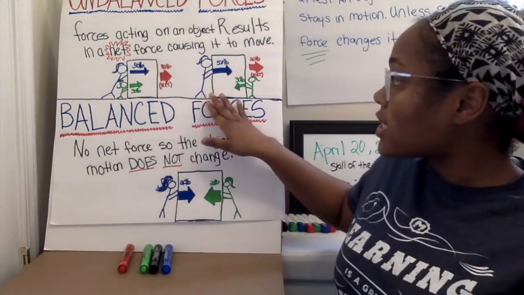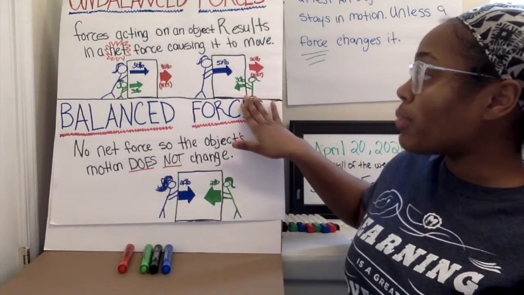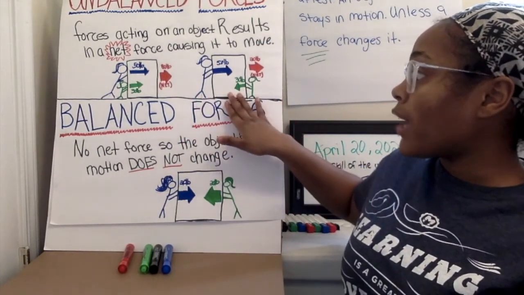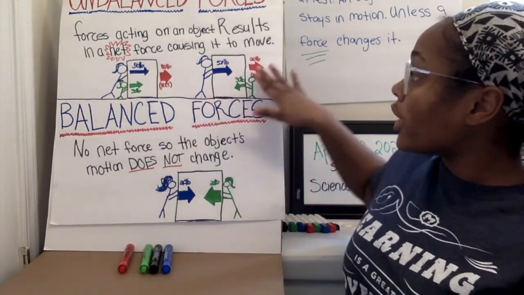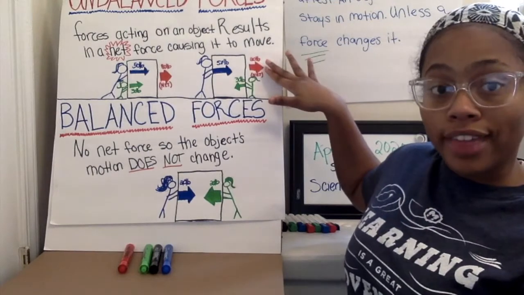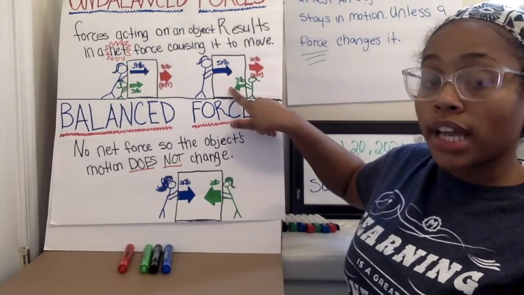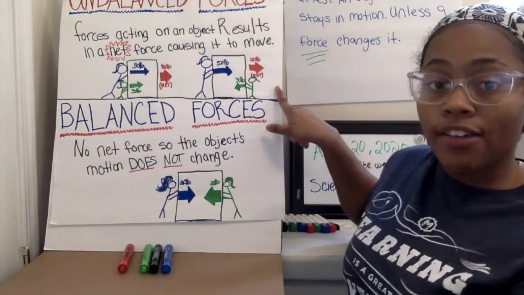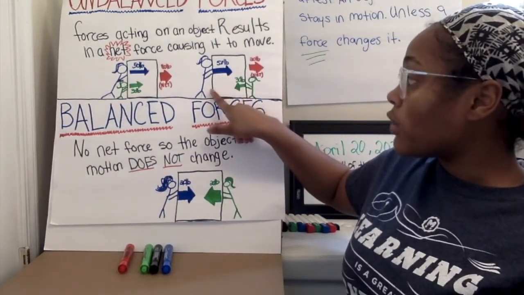As you can see in the second picture, you have one person pushing one way and another person pushing another way. Now, obviously, the person that's pushing heavier, the net force will move the way that's going. So the whole object will move towards that direction because there's more force on this side.